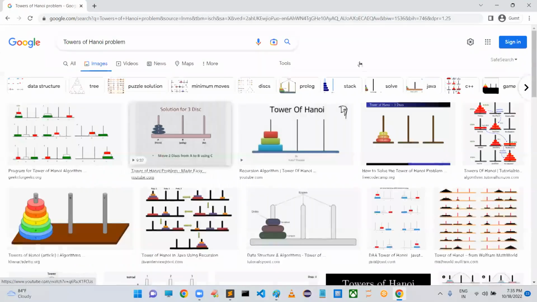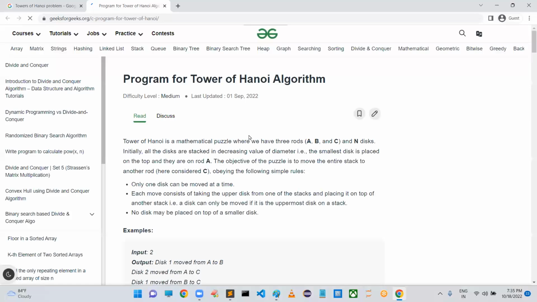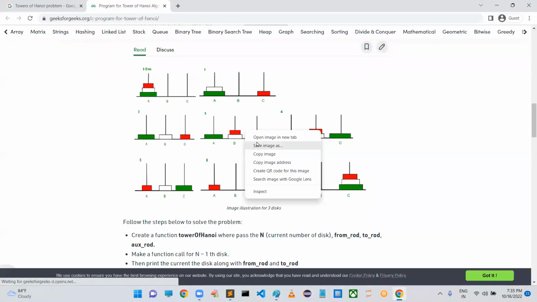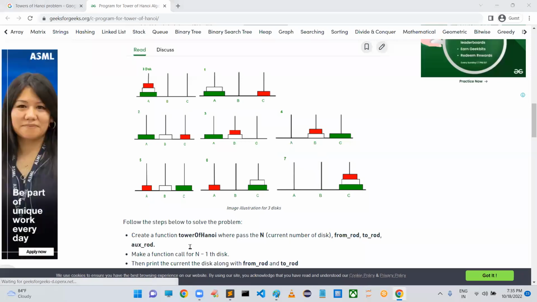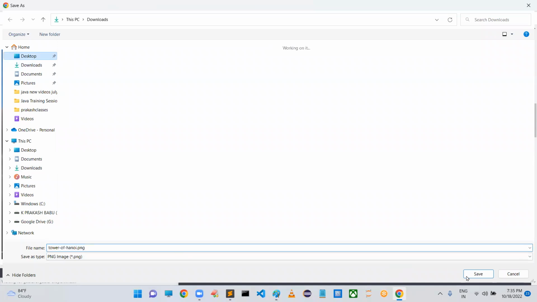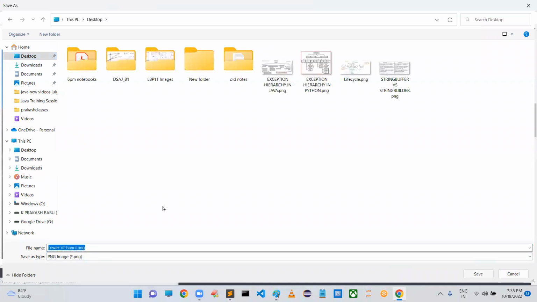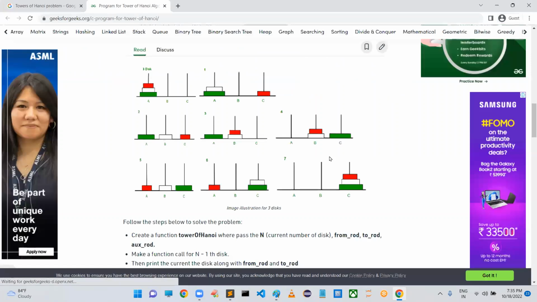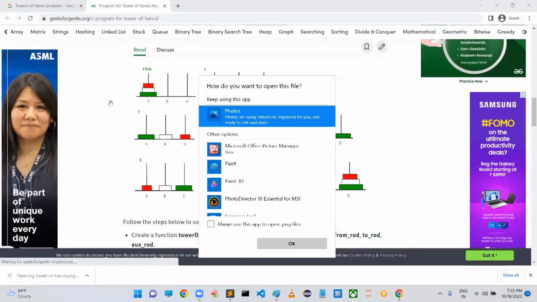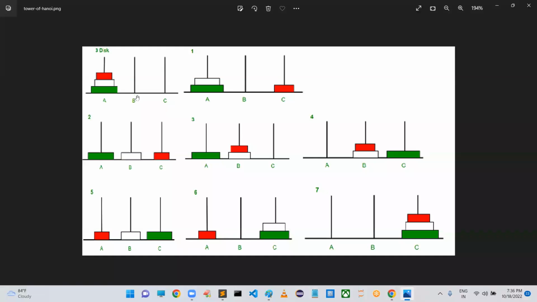I have a solution here. You can see it. Like this, we have three towers: A, B, C. We have to move the disks from source to destination. Here the source is A and the destination is C.